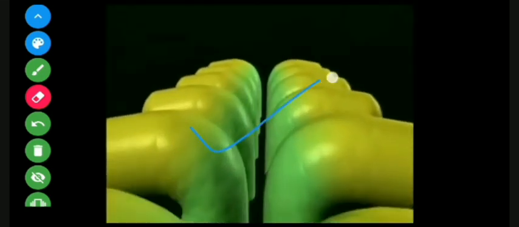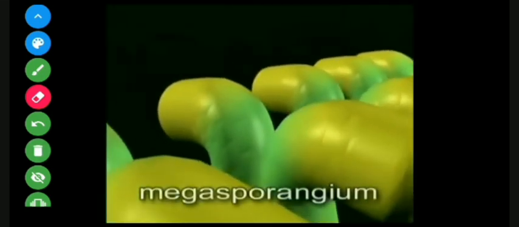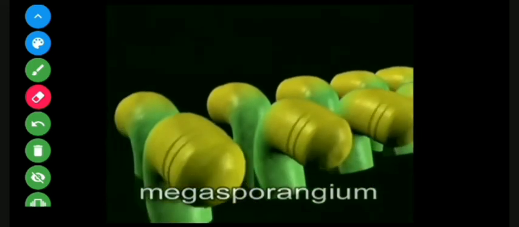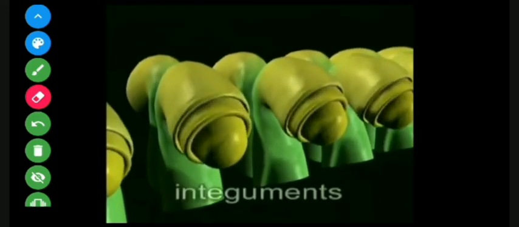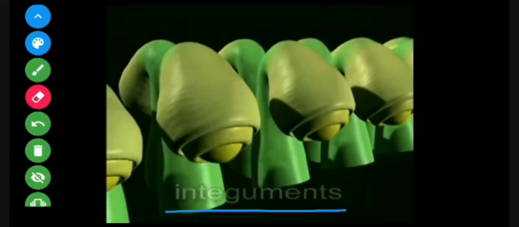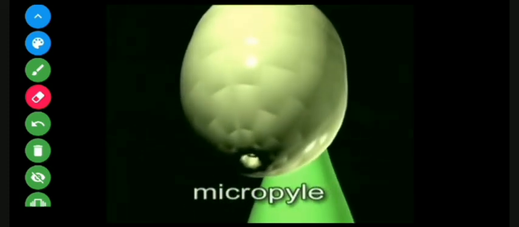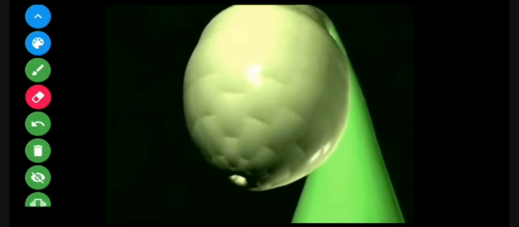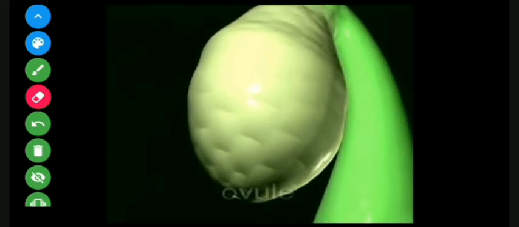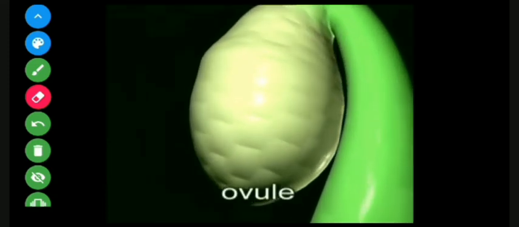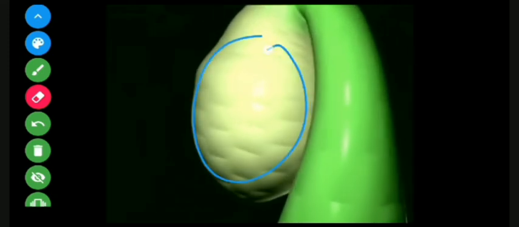These are the number of ovules, and each individual ovule is called a megasporangium, which has the integument. The integument is the outer covering which encloses the nucellus, and here is a small opening called the micropyle, which gives entry to the coming pollen tube having two male gametes. This is the body of the ovule, and this is a small stalk called the funicle.